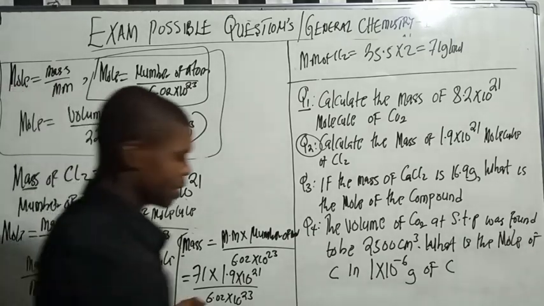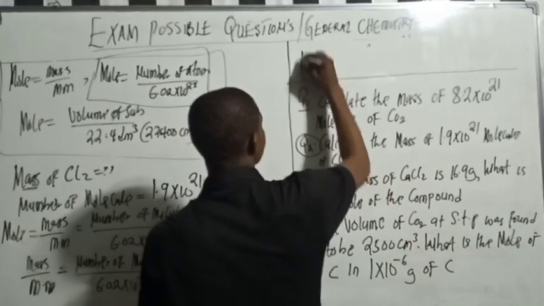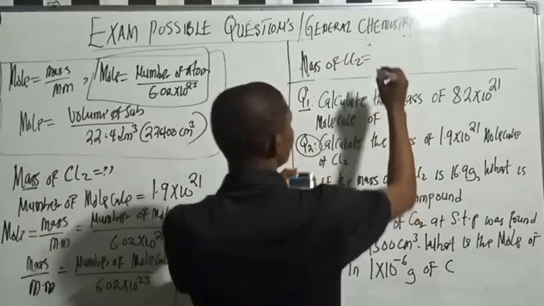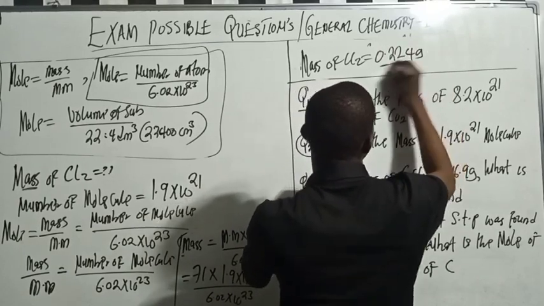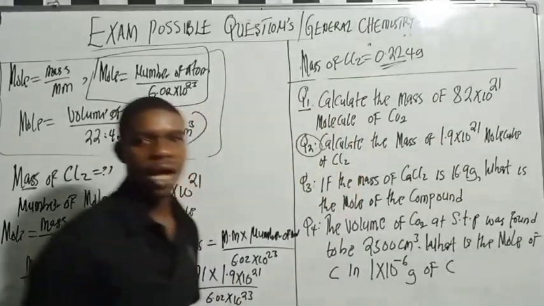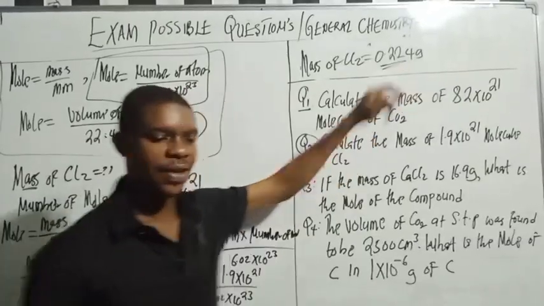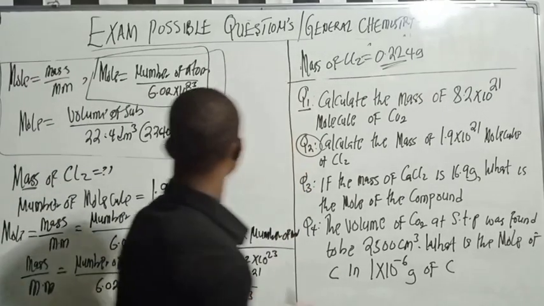So the mass of Cl2 is 0.224 gram. That is the answer. If you got the answer, leave a message that you got the answer. Is it clear? So let me do question 3.